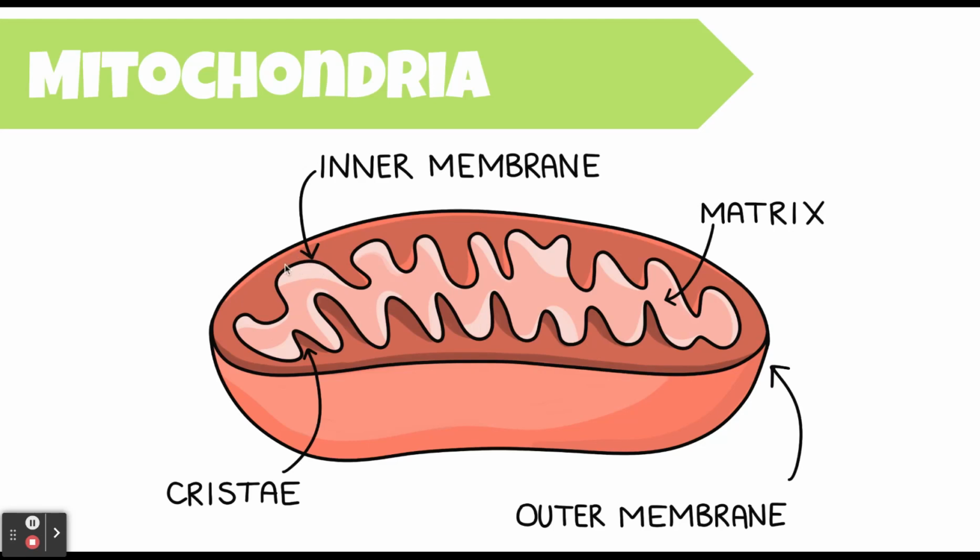And that inner membrane is folded on itself. Those folds of the inner membrane, we call cristae. And then the space inside of that inner membrane, we call the matrix. So there are different parts of cellular respiration that are going to occur at different parts within that mitochondria.